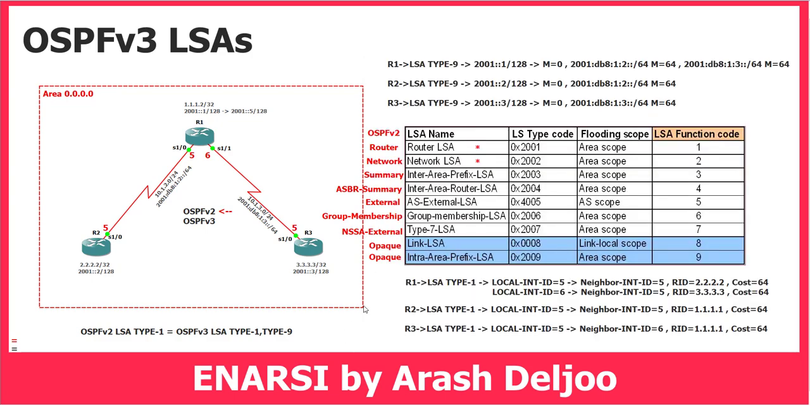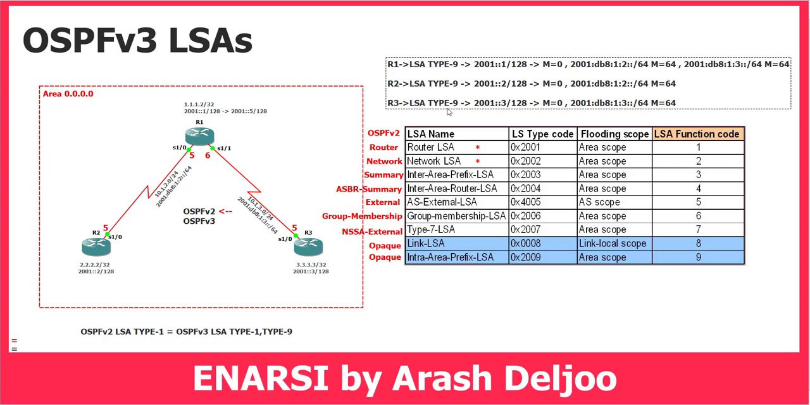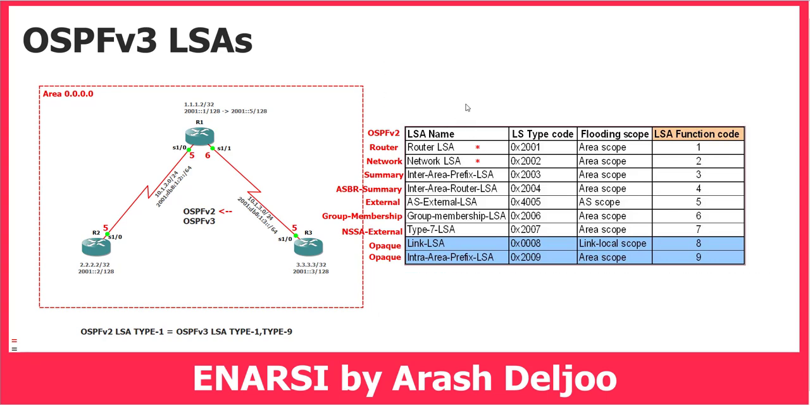Now we know about LSA type 1, LSA type 9, and the differences between OSPF version 2 and OSPF version 3. As you can see, OSPF version 3 has more efficiency in comparison with OSPF version 2.